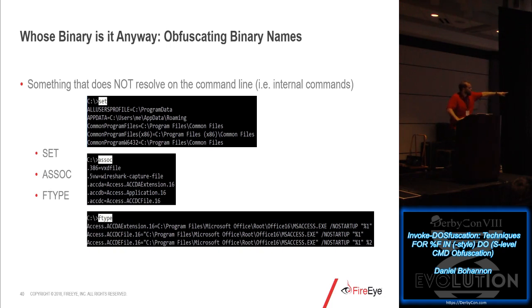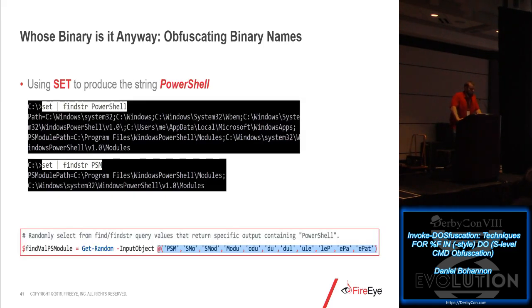Assoc will show you the association between a file extension and the associated file type. And then ftype will basically show you the association of the file type to the actual binary that will run if you double click on a file with that file extension. So let's just use set. It's a little bit of an easier example. What I did is I ran set and findstr to see if, in the standard output that comes back, I can find the strings PowerShell or cmd. Let's just use PowerShell as an example. If I do set, findstr PowerShell, I'll see it in two places. One is the Path variable, and the other is the PSModulePath variable.